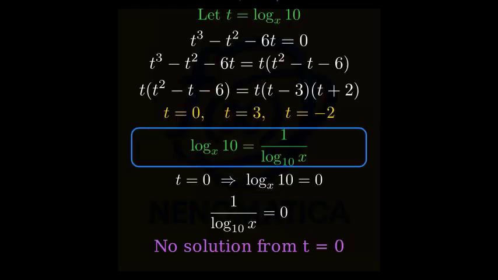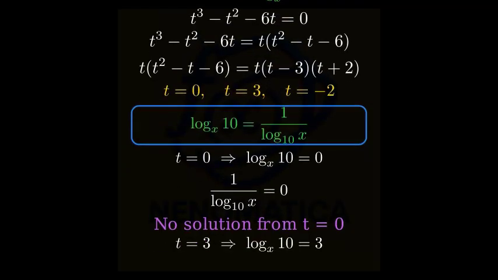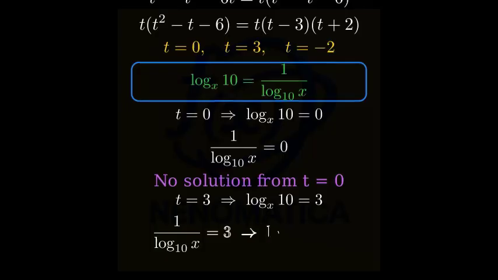Case 2, t equals 3. Log base x of 10 equals 3. Therefore, 1 over log base 10 of x equals 3, so log base 10 of x equals 1/3.